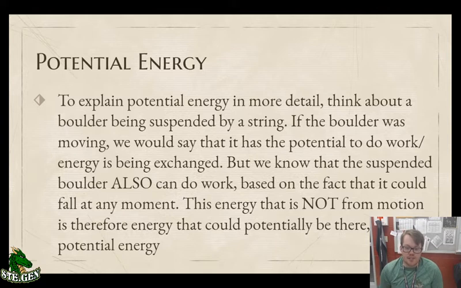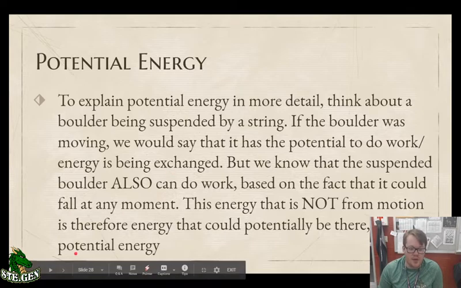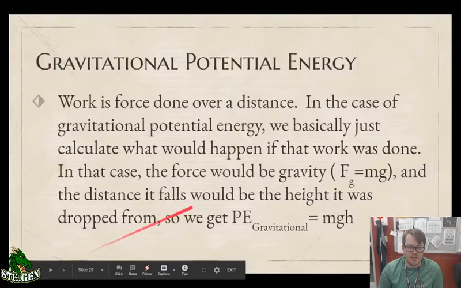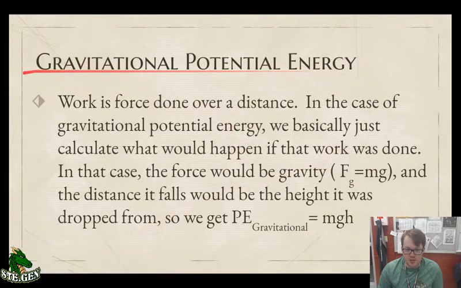So the energy that is not from motion is energy that could potentially be there. It's not energy that you can obviously see, but it's energy that at a future moment could be accessed or released in some way, shape, or form. And that's what potential energy is. Gravitational potential energy is probably the most common type. Gravity is the most common place that we get potential energy from.